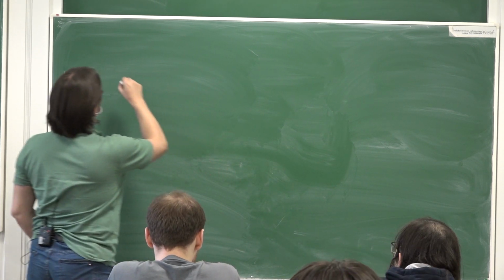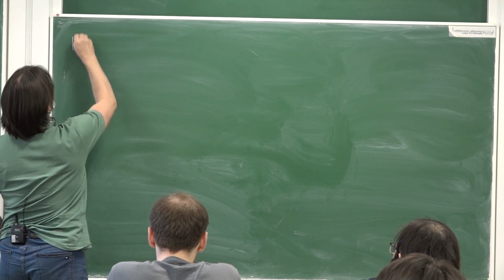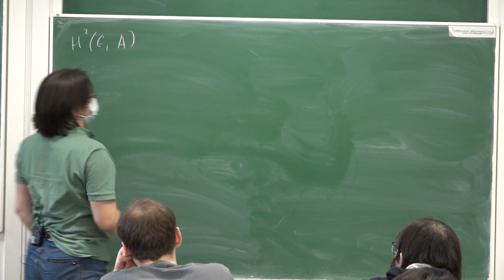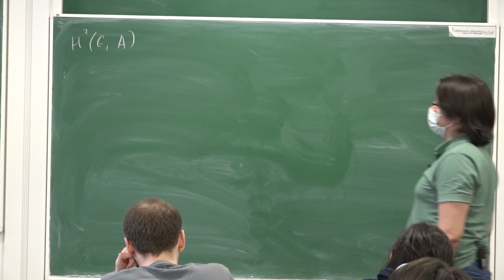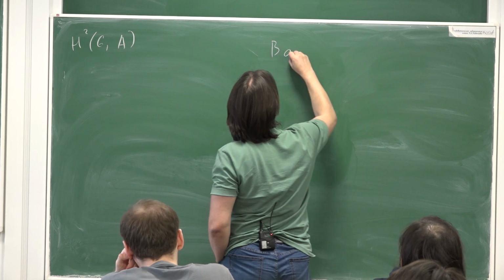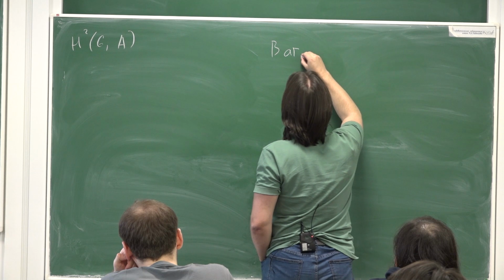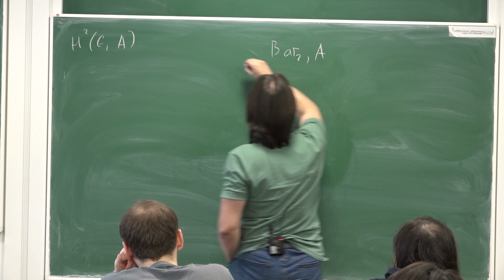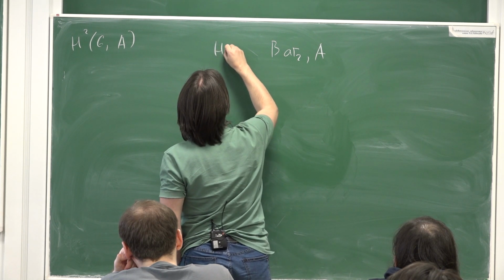To calculate the group cohomology, yes, the second group homology of G with coefficients in A, we can use bar resolution, and particularly for the second homology, we need this part of resolution.